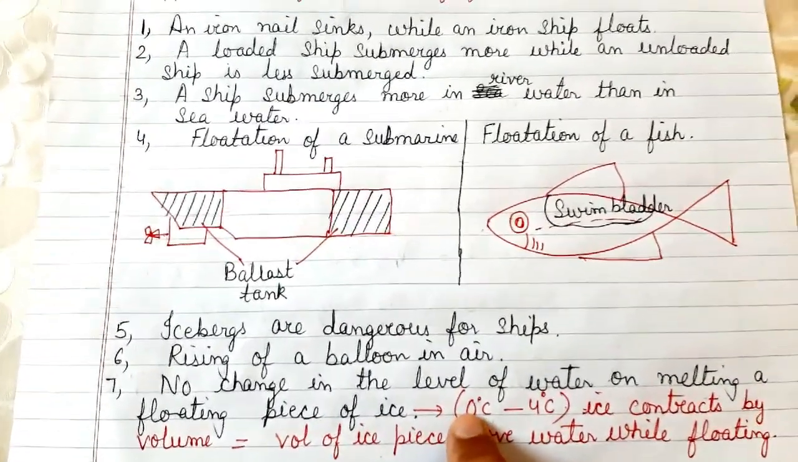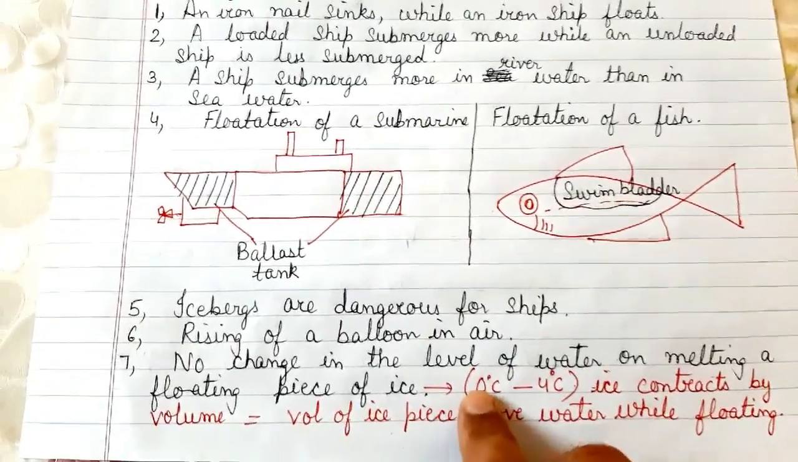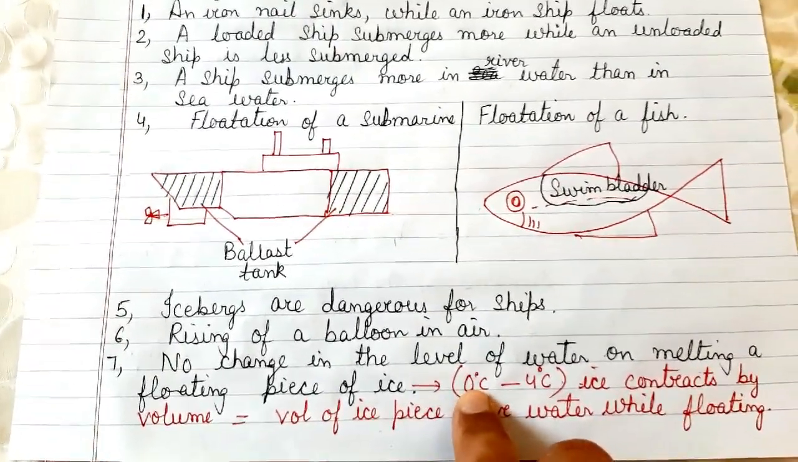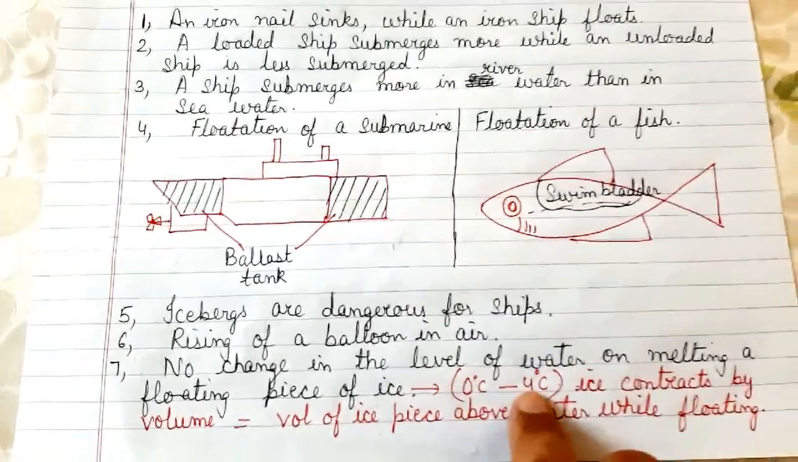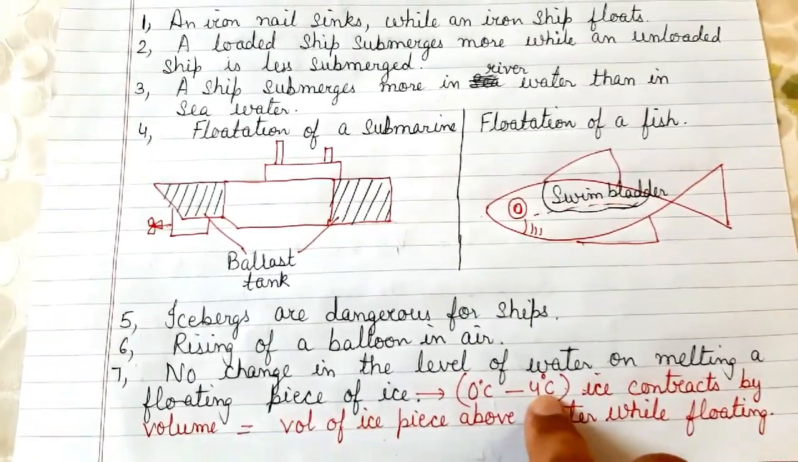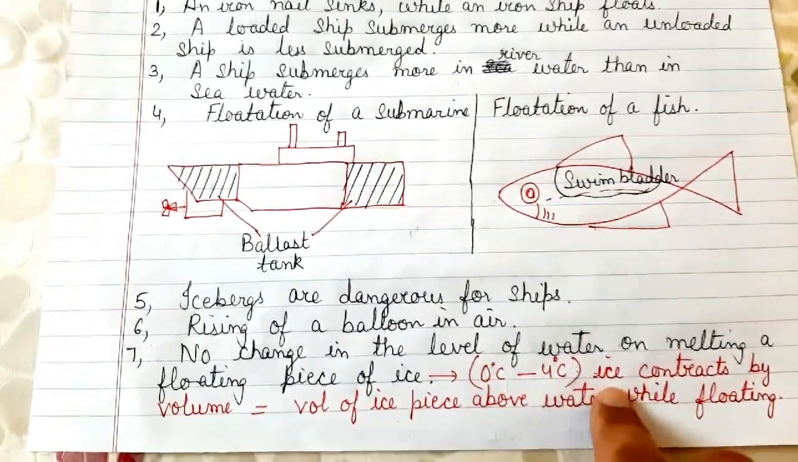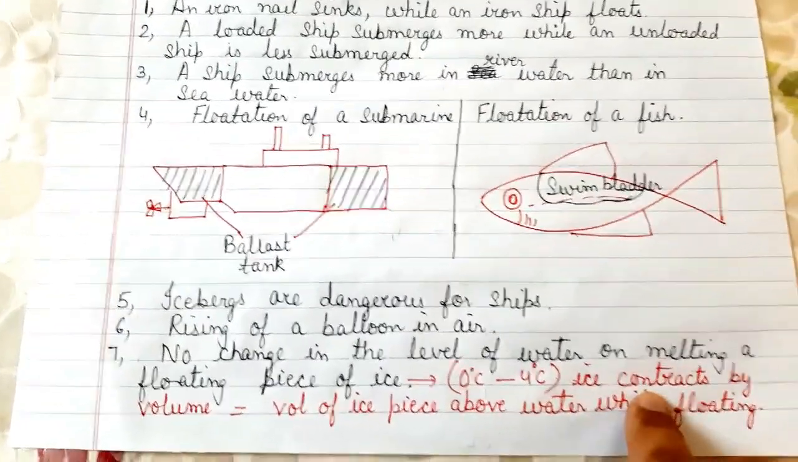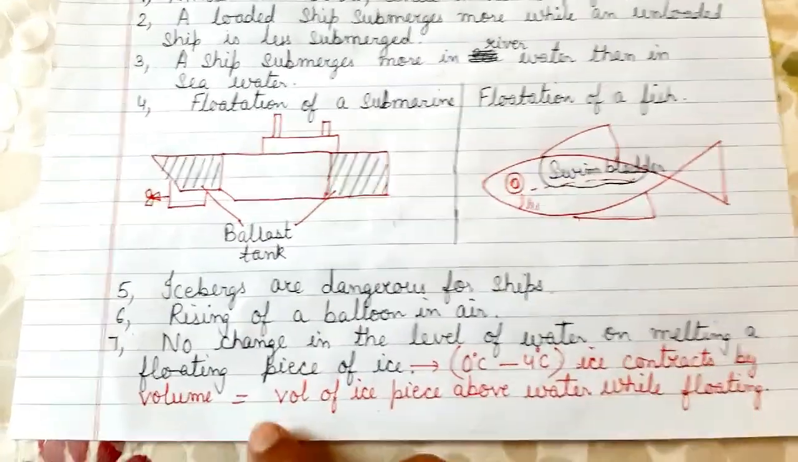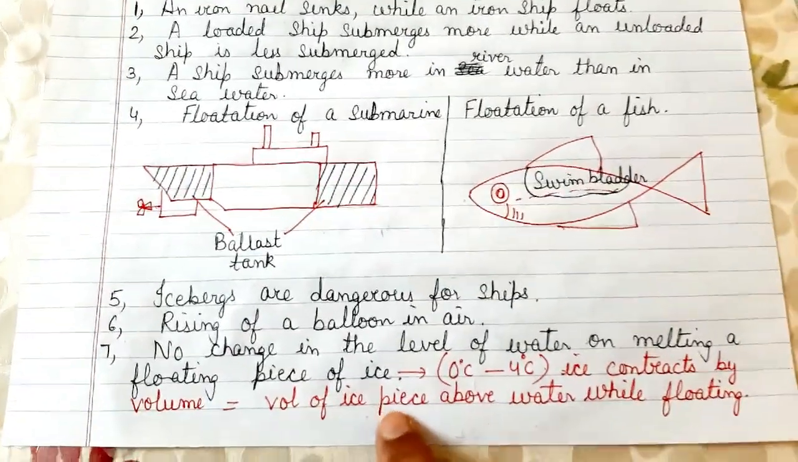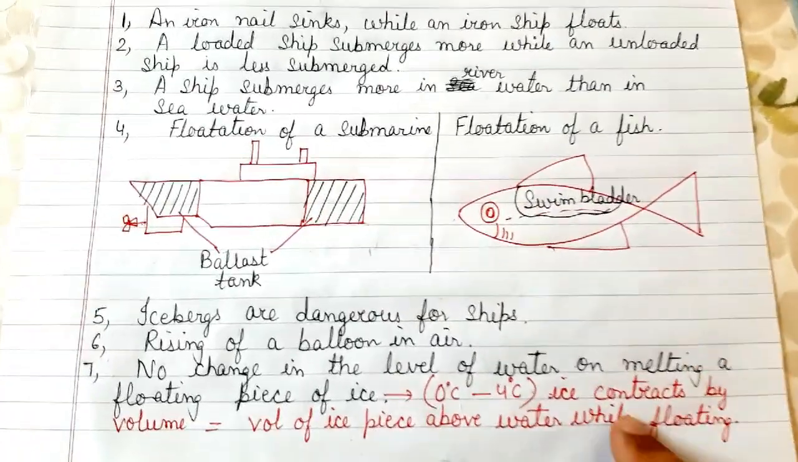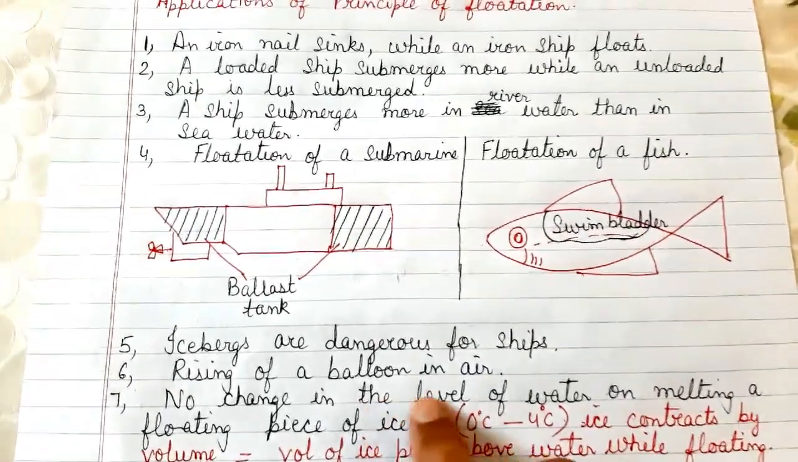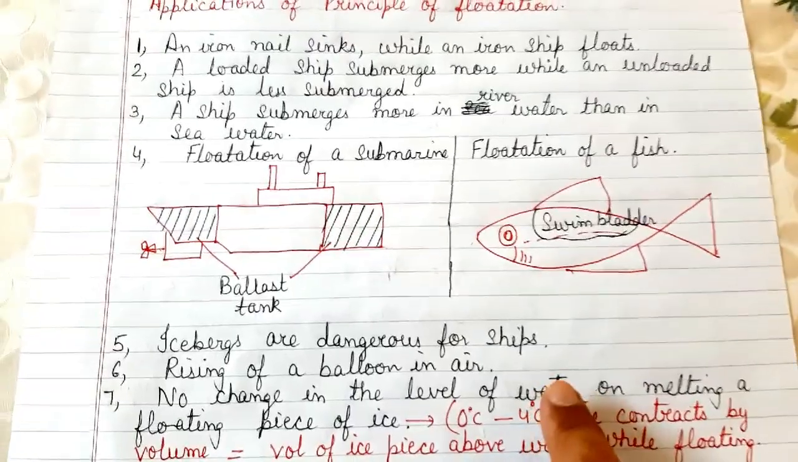Actually, we all know that ice shows a special behavior. When the ice is put in the water, it is at 0 degrees Celsius, and when it changes to water, it comes to 4. So from 0 to 4 degrees, what happens to the ice? It contracts, by a volume which is equal to the volume of the ice piece above the water while it is floating. So due to that, there is no change seen in the level of the water.